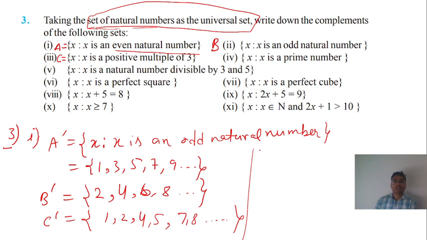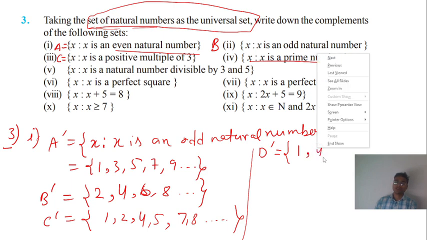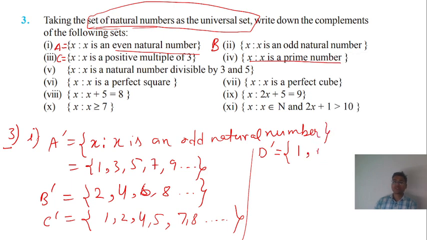Coming to part D, we have to find D complement. They are saying x such that x is a prime number. So you can write x such that x is not a prime number. Which are not prime numbers? We have to write those numbers which are not prime: 6, 8, 9, and so on. These numbers are not prime numbers.